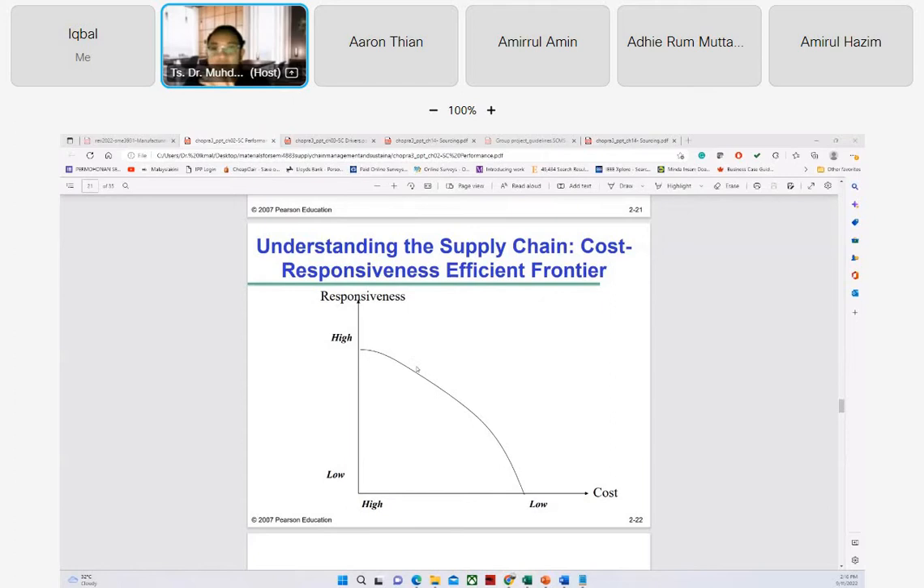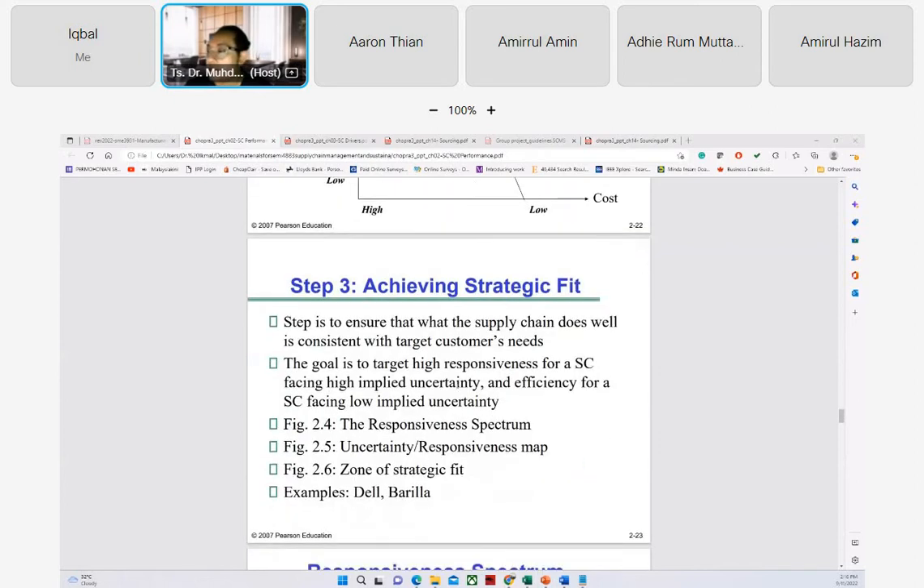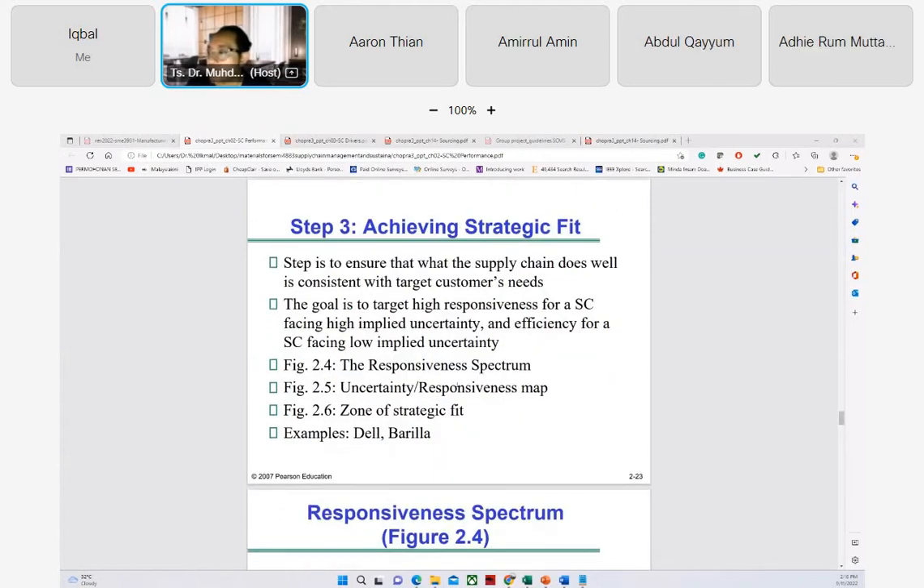Okay, so you can have a read in the textbook and get more understanding regarding this graph. And then after that, also about how to achieve the strategic fit, and what the steps are. The goal is to target high responsiveness for a supply chain facing high implied uncertainty, and efficiency for a supply chain facing low implied uncertainty.